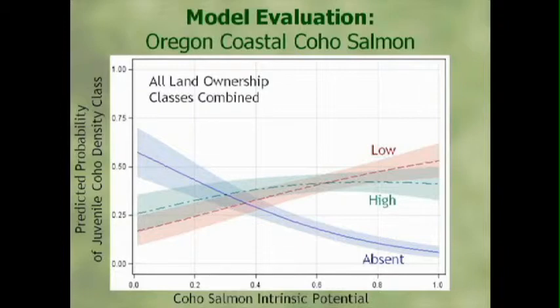When you look at the intrinsic potential here on the x-axis, you can see that as intrinsic potential increases, the probability of observing coho salmon increases, and the probability of not observing them or finding them absent decreases. So this multinomial logistic regression model was able, just based on intrinsic potential, to distinguish between reaches where fish were present and those in which they were absent. However, it didn't do a very good job at distinguishing between the low and the high density class.